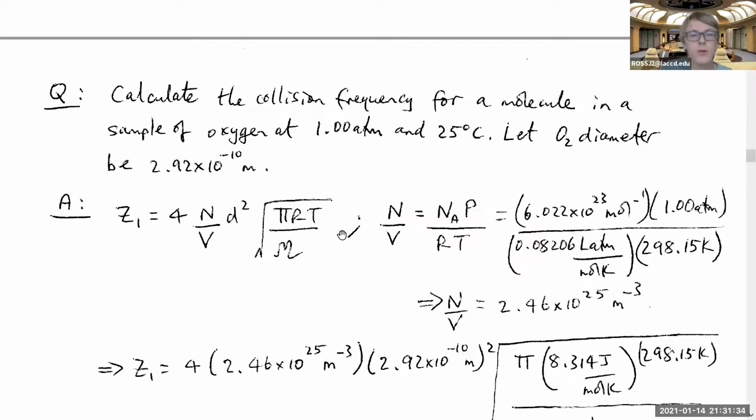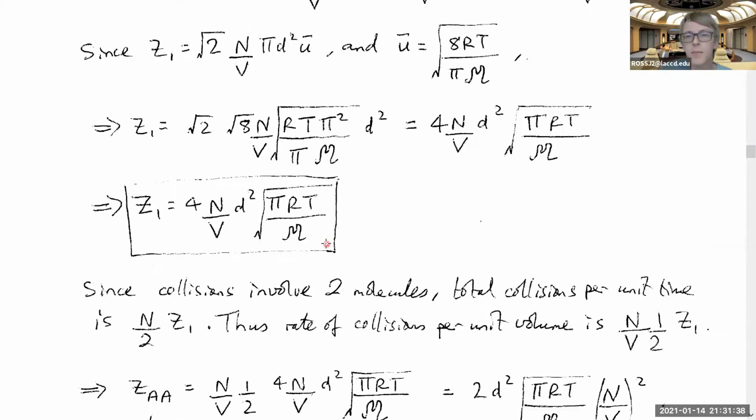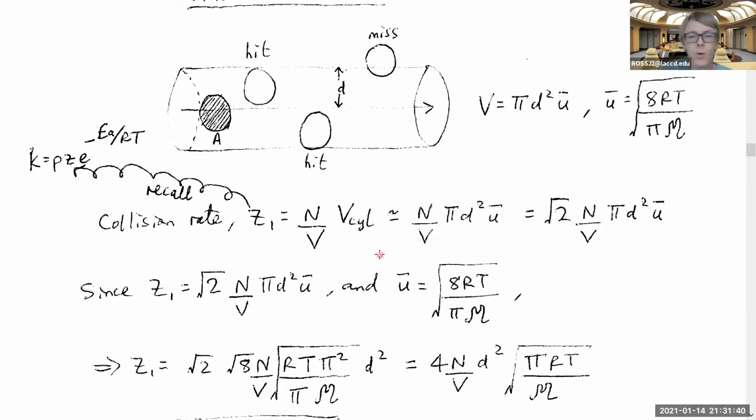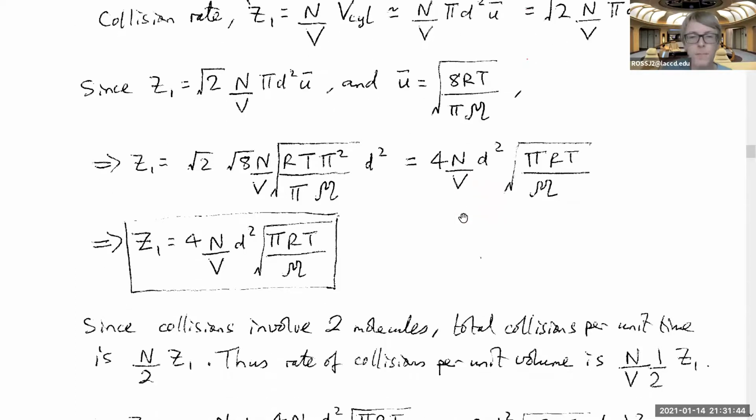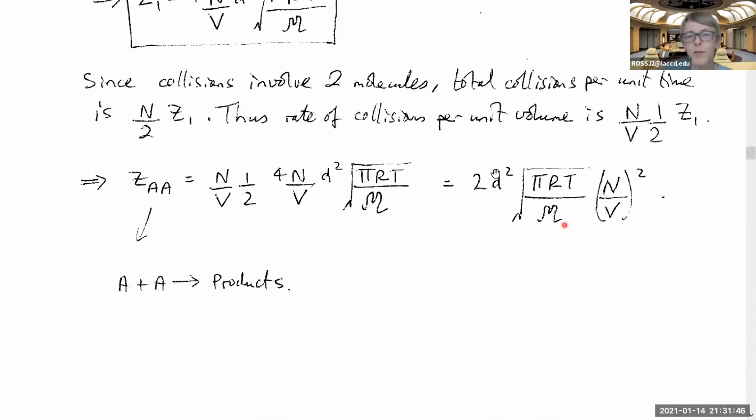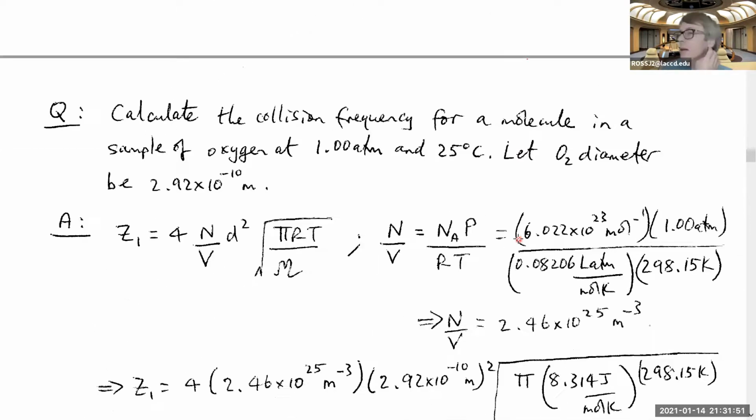So just to remind you, this equation is this first equation that we looked at here, Z1. We'll come back to this second one in a second. And once we look at the answer, I'll comment on why we're looking at the initial equation and not the latter one. Okay, so we've got this equation. Let's plug some numbers in.